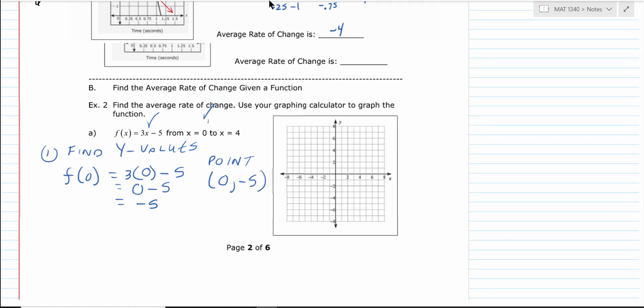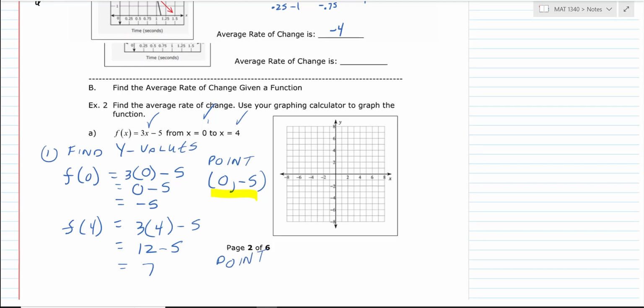When you're finding an average rate of change, you need to have 2 points. Okay? I have to give you x. I don't have to give you y. I could, but I don't have to. Okay? Then what we're going to do is take the x equals 4. So we're going to do f of 4. F of 4 means plug into the function. Again, that function is 3x minus 5. So you're going to do 3 times 4 minus 5, which is 12 minus 5. So that's equal to 7. Okay, so your second point would be the point 4, comma 7.